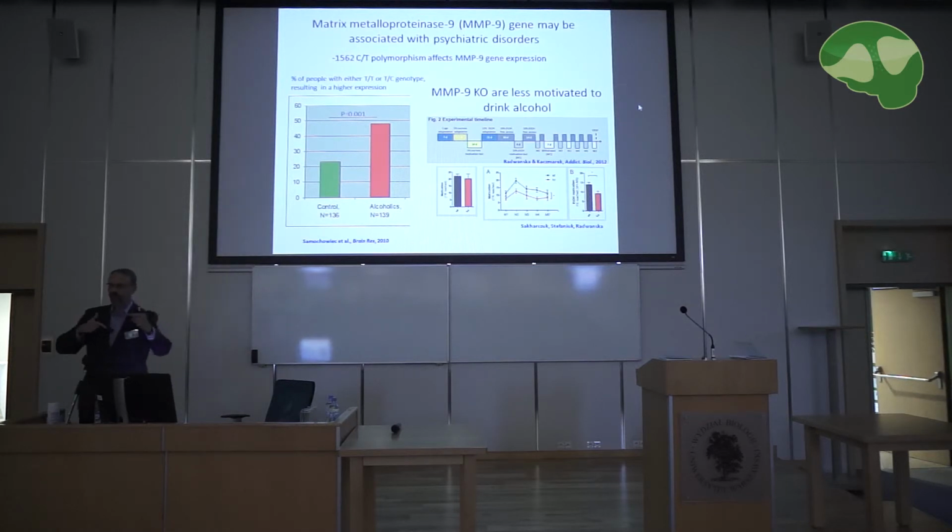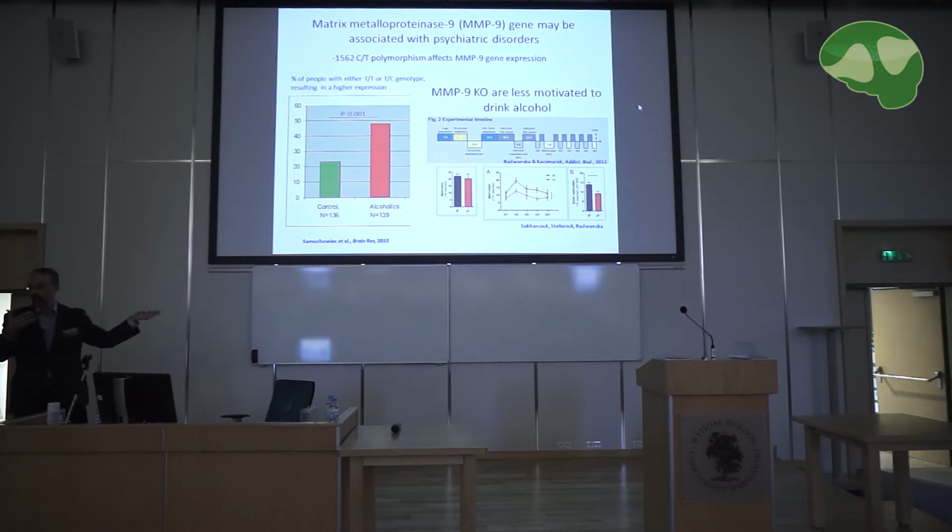So it's going well. We got animal data that MMP9 is involved in physiology, plasticity, memory. We went to the human mind of the alcoholics and found that there is something going on. Now we go back to mice to explain the mechanism of this.